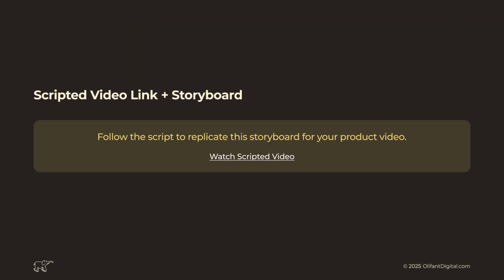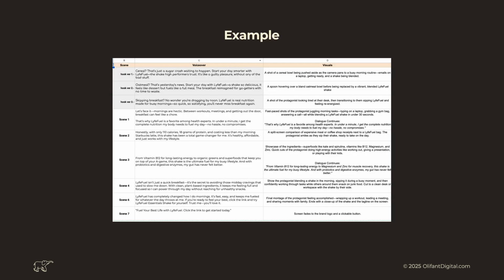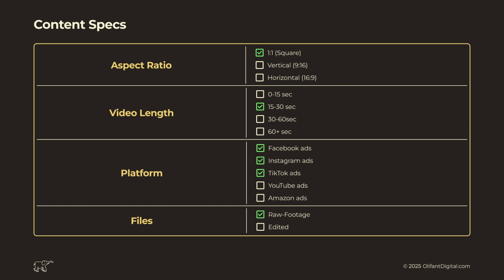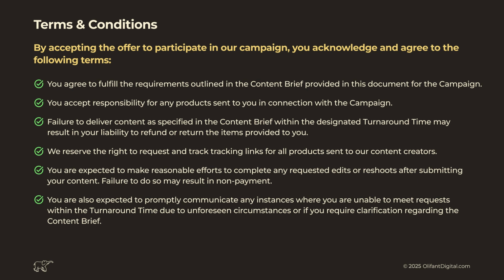Then in the presentation, you can share a link to the scripted video ad with the storyboard. We use simple spreadsheets for this part. Here is an example. You don't have to make it complex. Include what exactly you're looking for. Aspect ratio, video length, platform, files. Some creators provide editing. If you don't have a video editor, you can ask for editing from the creator. Include terms and conditions. Again, this shows that you're a professional and you have experience doing this. This will force creators to act professionally and hold them accountable.